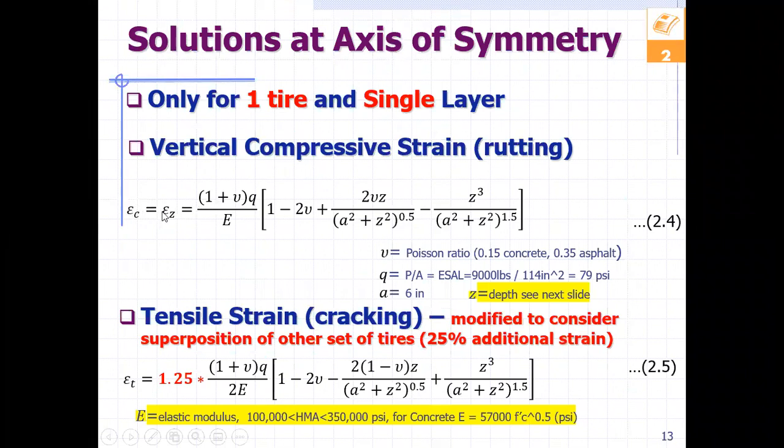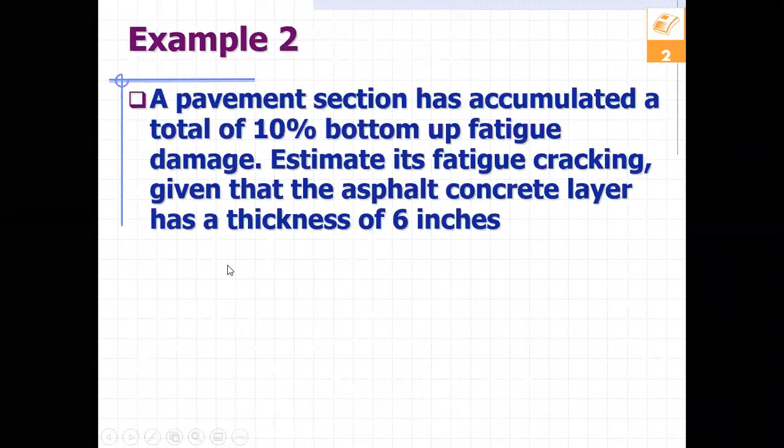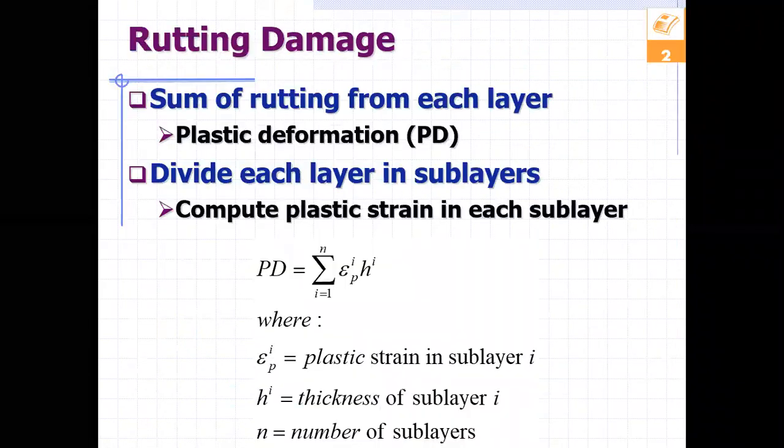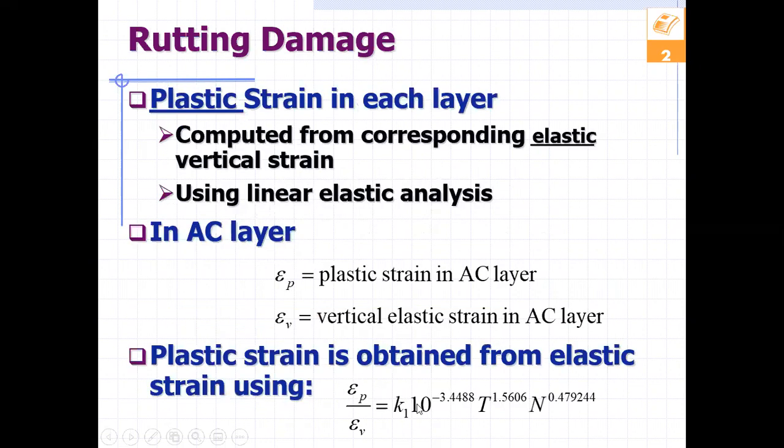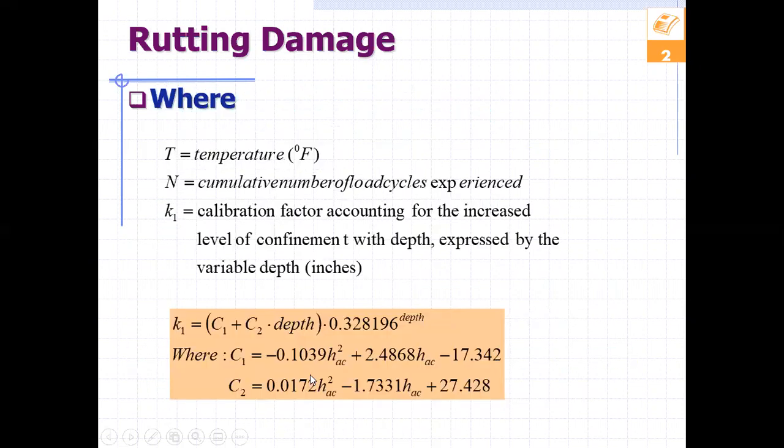Now, again, guys, this is an approximate equation, okay? Just for the purpose of this class. Typically, we have to go into software, and the software will give us that. So the K1, you see we have K1 here, right? K1, T and N. So the K1 is given by C1 plus C2 times the depth at which we're interested, multiplied by that to the power of the depth. The C1 is a function of the thickness of the hot mix asphalt layer, the asphalt cement layer. The C2 is a function of the thickness of the asphalt layer. And the depth is the depth at which you are interested.